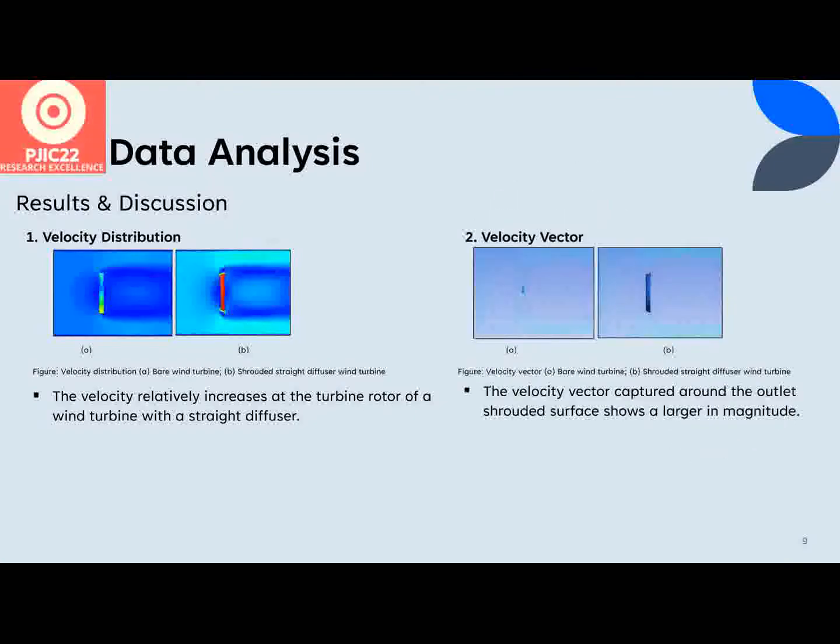Next, we go to the velocity vector. The recirculating flow at the shroud of the straight diffuser wind turbine is observed, causing a turbulent flow field, which is not present in the baseline model. By reviewing the figure, the velocity vector captured around the outlet shrouded surface also clearly shows a larger magnitude.